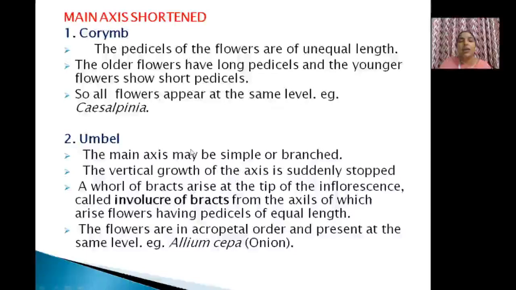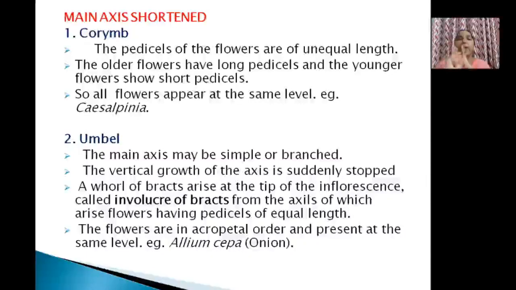Now, main axis is shortened. What we discussed, main axis elongated: simple raceme, branched raceme or panicle, spike, compound spike, then spadix. That is the first group. Clear? So, what is the typical feature of racemose? Axis continues to grow, unlimited growth axis. Basal flowers are larger ones. Upper flowers are younger ones. Flowers arranged in acropetal succession. Flowers open in a centripetal way.